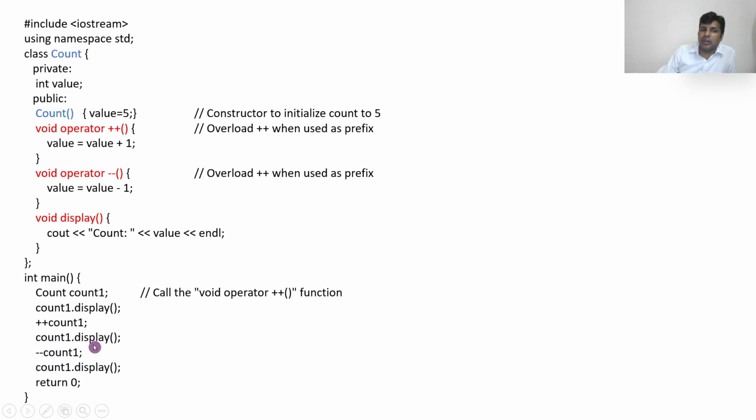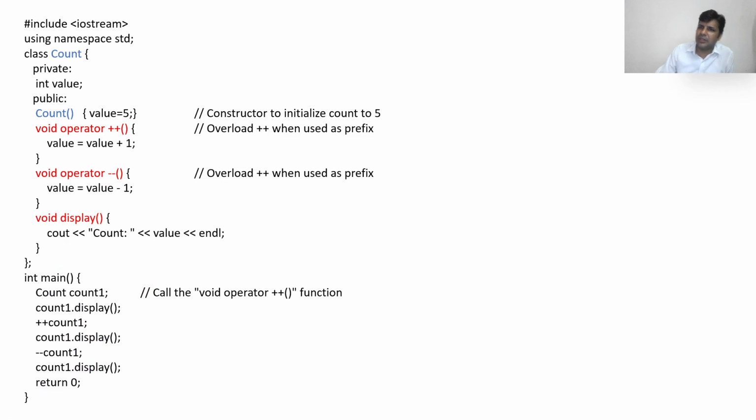Again I said count 1 dot display, then it will show as 6, because 5 plus 1 is 6, now the value has become 6. Again if I say minus minus count, it will call the minus minus operator. Value minus 1, now again it will become 5. So first it will print count 1 dot display as 5. Next, after increment, it will print as 6. Again after decrement, it will print as 5.